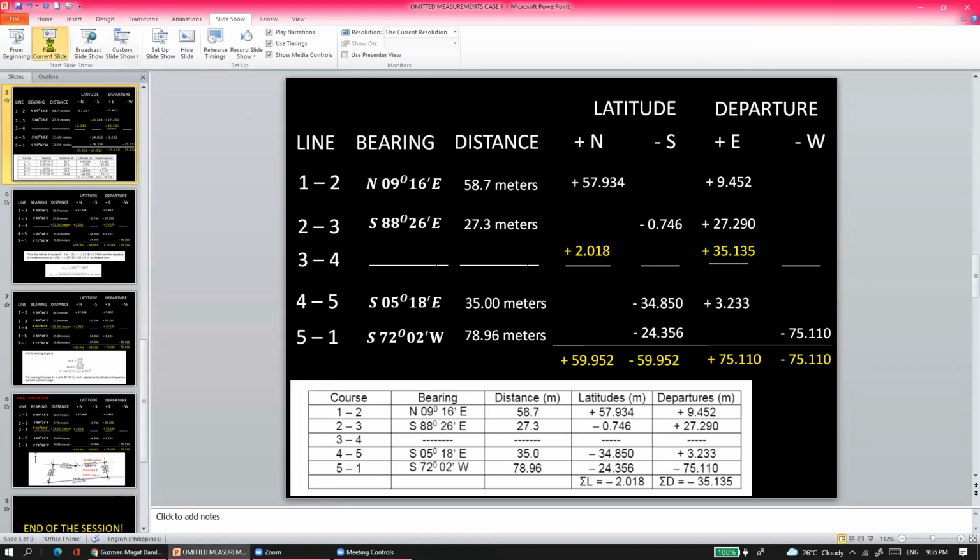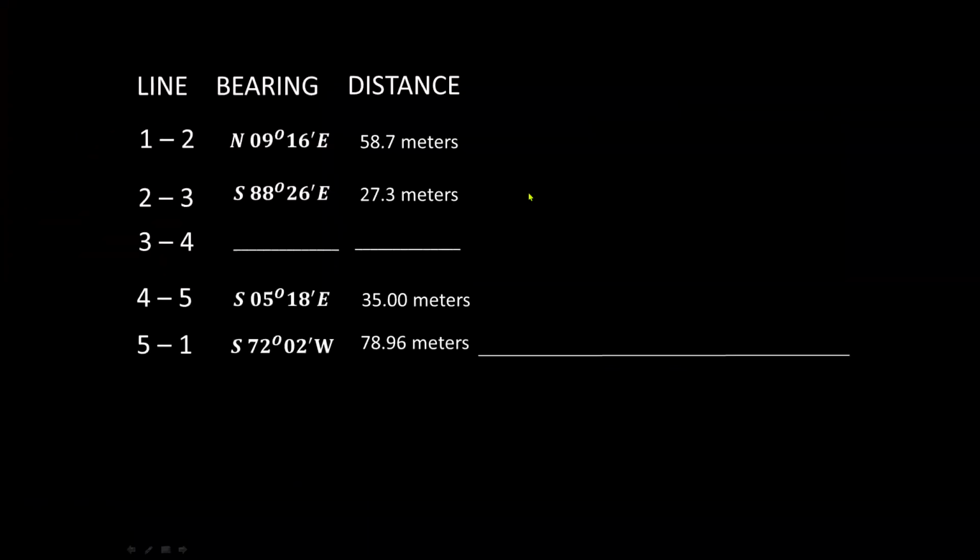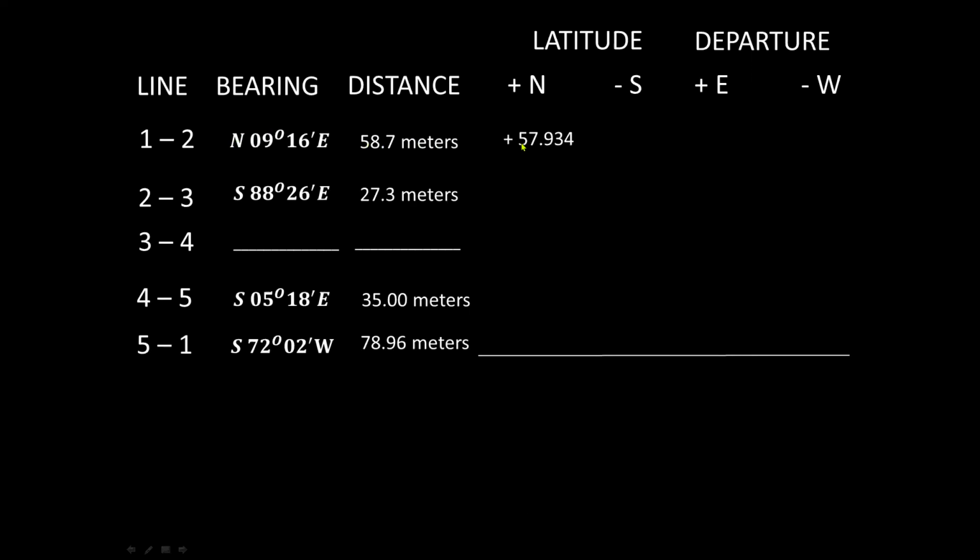So going back to our session in PowerPoint, 58.7 times cosine of this angle. Since it is north, I write the answer under latitude, positive north. So 57.934. And I'll take 58.7 times sine of 9 degrees, 16 minutes east. So I write it under east because our bearing is northeast. So we have it as 9.452.